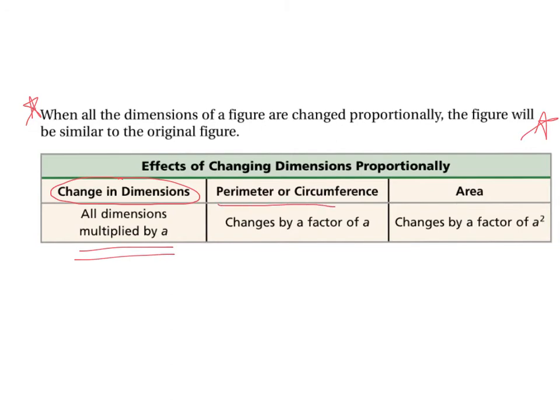So if you're changing the dimensions by all dimensions multiplied by A, then the perimeter and circumference will be changed by that same factor, and the area would be changed by a factor of A squared. We just proved that in example 2.